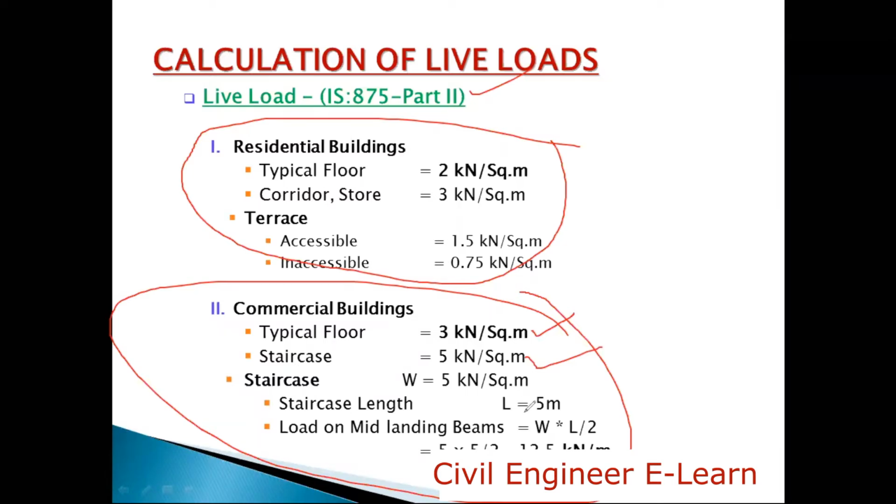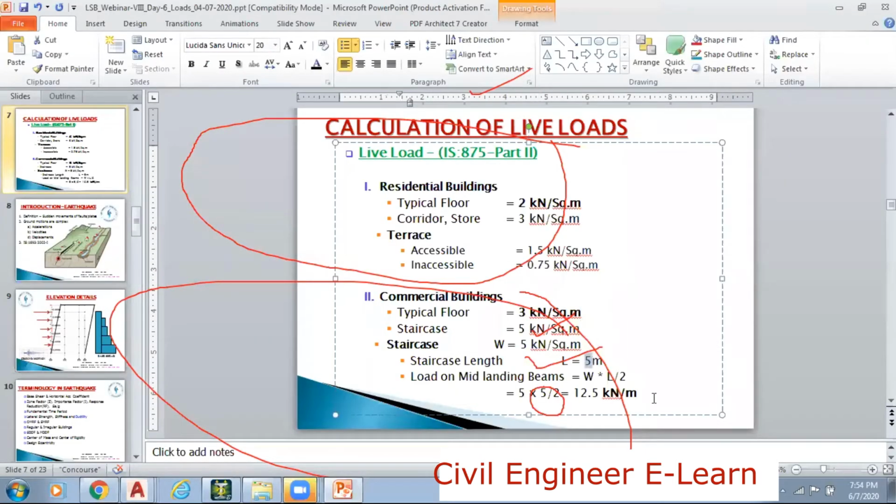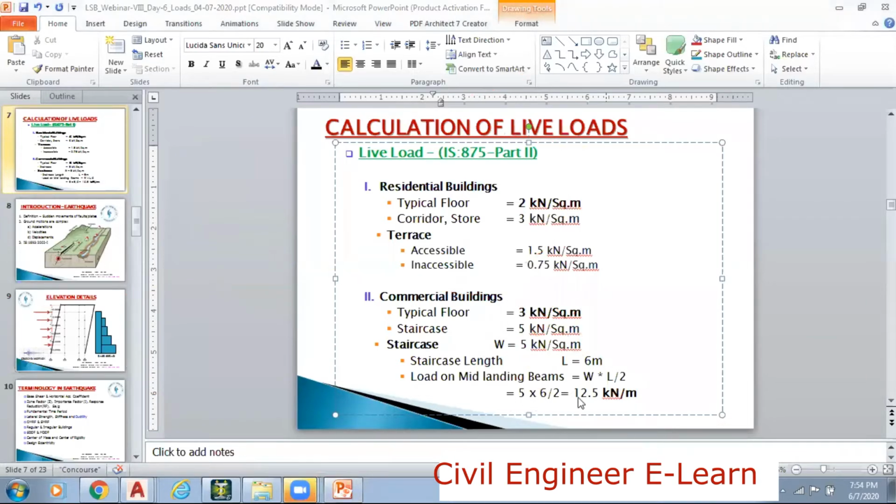So let me show it like this. How much length should I consider? The length of the staircase, I have to consider as 6 meters, as we considered in the previous slide. The live load acting on the staircase is 5 kN per square meter and the length is 6, so this value is 5 into 6, which is 15 kN per meter. 15 kN per meter is the live load.